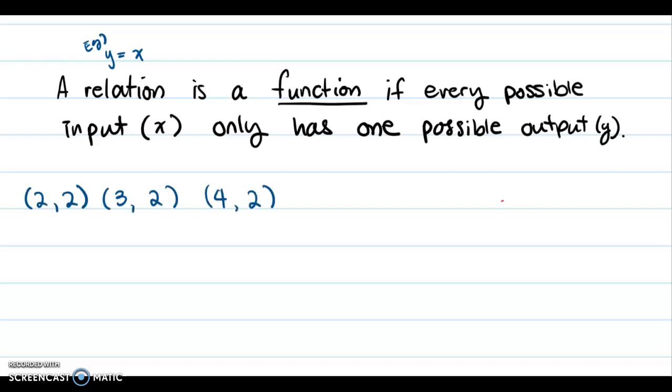For example, we look at these ordered pairs that form a particular relation. We see that each input is unique. The inputs are not repeating. Even though the outputs are all the same, the inputs aren't repeating, so this is a function.